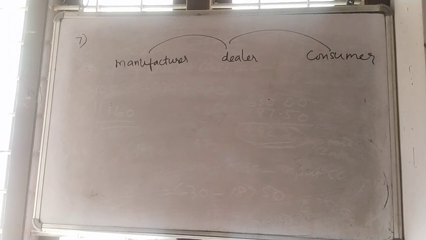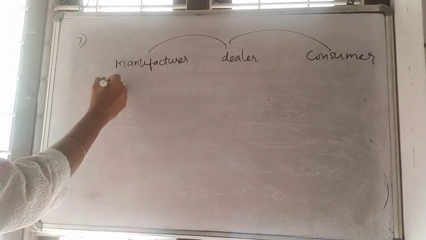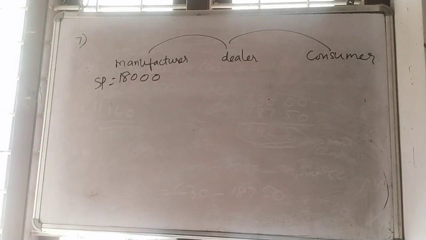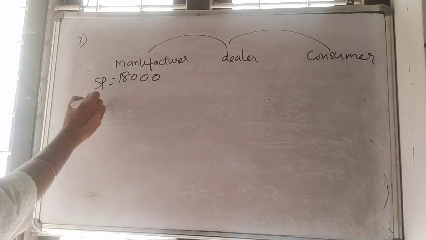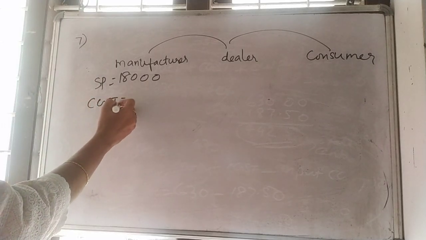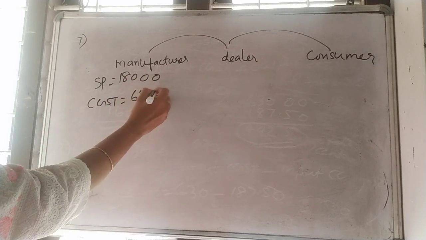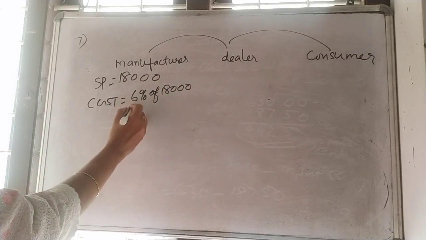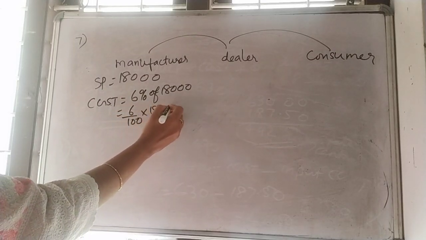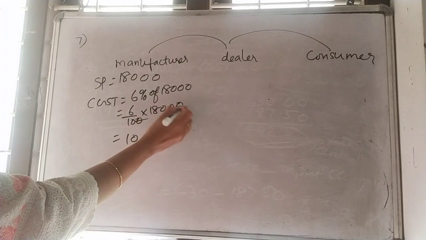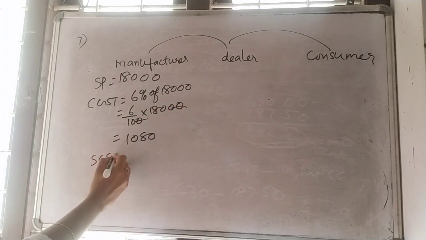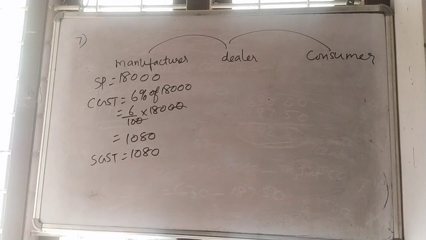So manufacturer sells a TV to a dealer for rupees 18,000. So selling price of the manufacturer is equal to 18,000. Okay. So since it is an intrastate transaction, GST is given as 12%. So we can write it as CGST and SGST. So CGST will be 6% of 18,000. So 6 by 100 into 18,000, which is equal to 1080. Similarly, SGST also will be 1080 rupees.